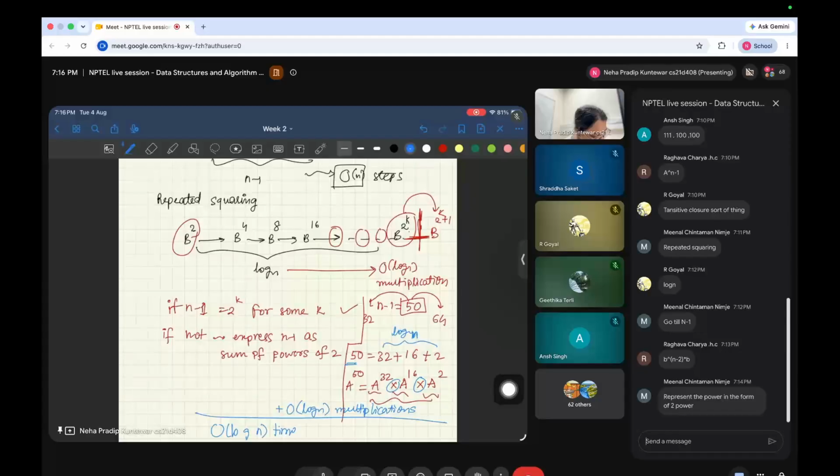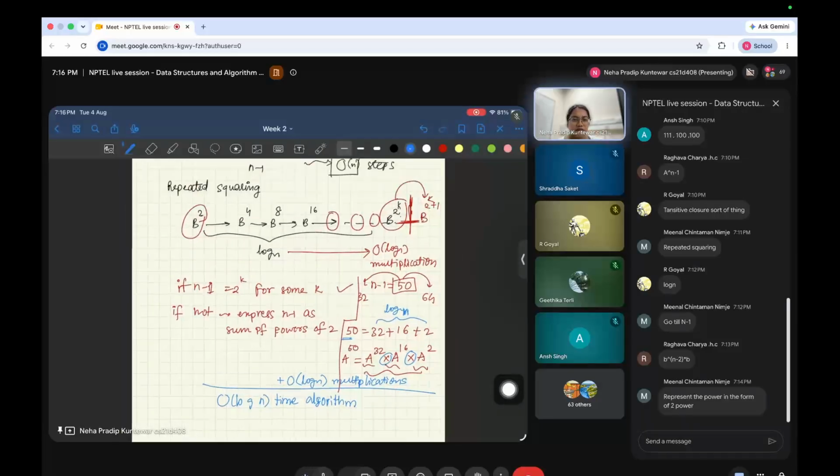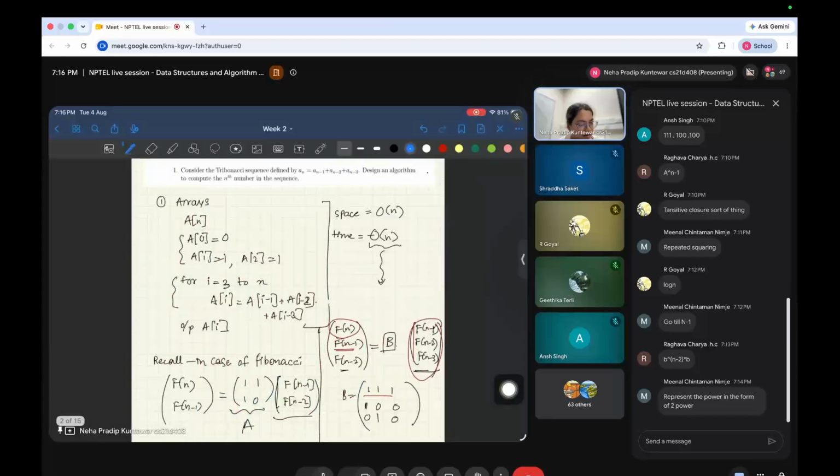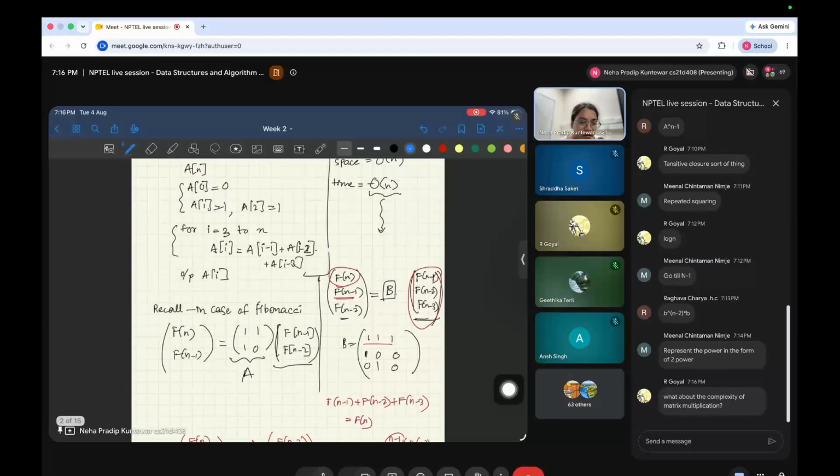So is this okay? This is basically whatever you did for Fibonacci, but the point is that it works even here, right? The same idea works.